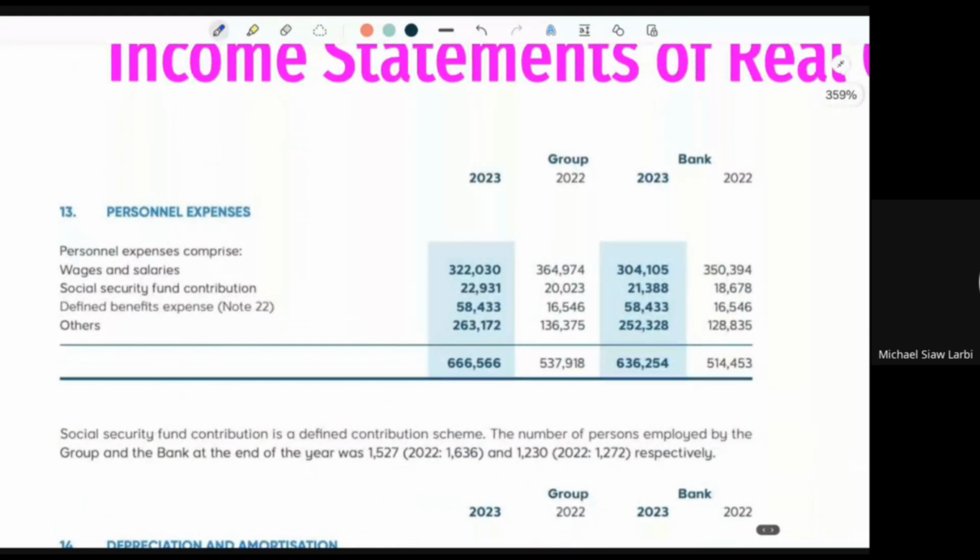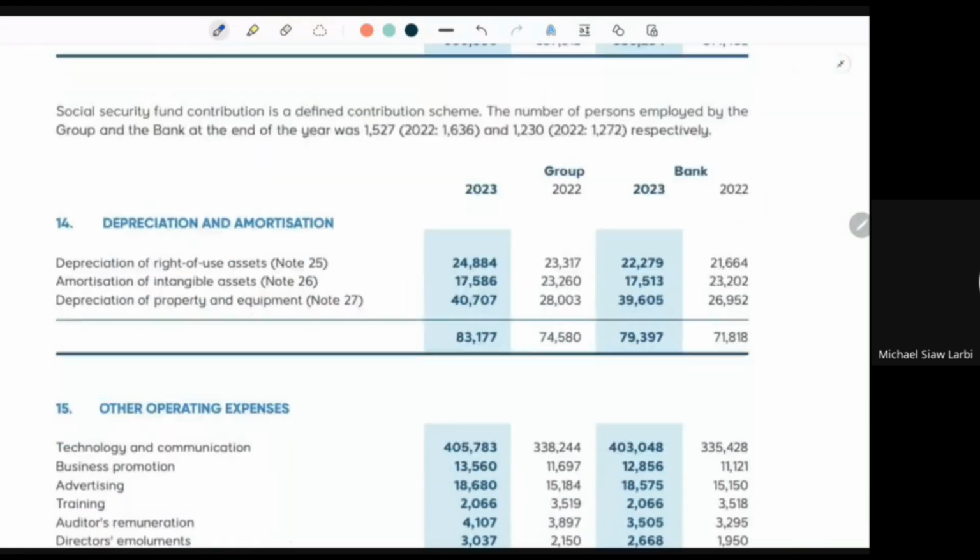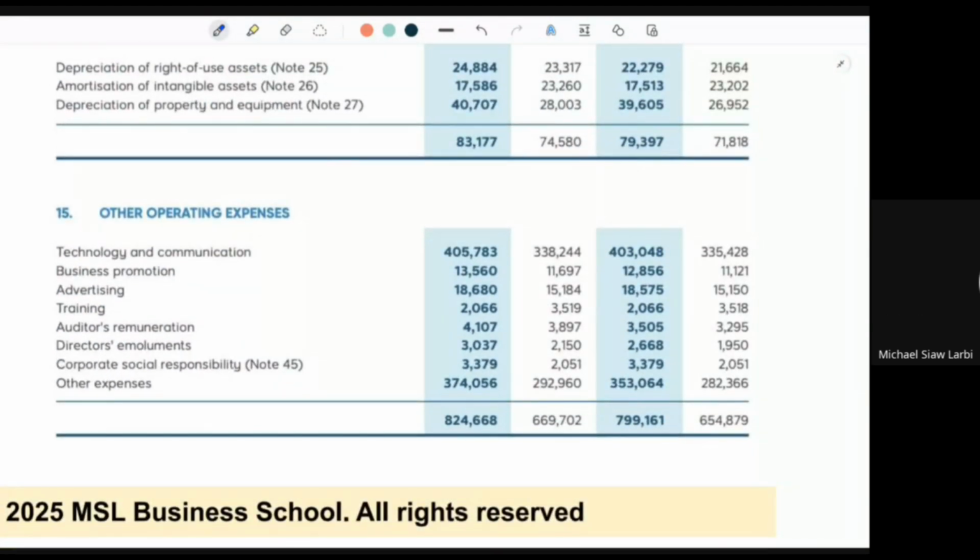Personnel expenses, they paid salaries of 322. Others are here. We don't know what the others are, right? And it's a lot. They didn't give us a breakdown too. Then social security contributions are here. Defined benefits for retirement sake, right? Okay, so that is it. We have their operating expenses here.